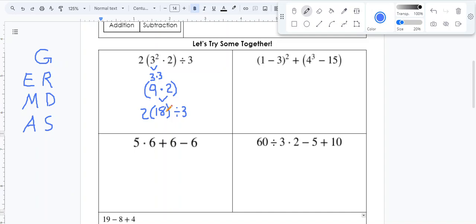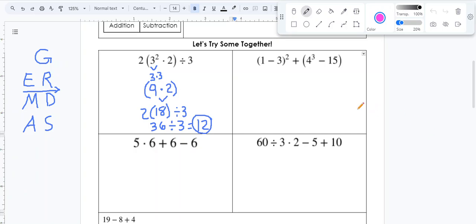So 2 times 18 divided by 3. Multiply and divide, I want to do whatever comes first from left to right. So that means I'm going to do 2 times 18 first, which is 36. And then I'm going to have 36 divided by 3 left. Well, what's 36 divided by 3? 36 divided by 3 is 12. And then that is my final answer, 12. Okay?